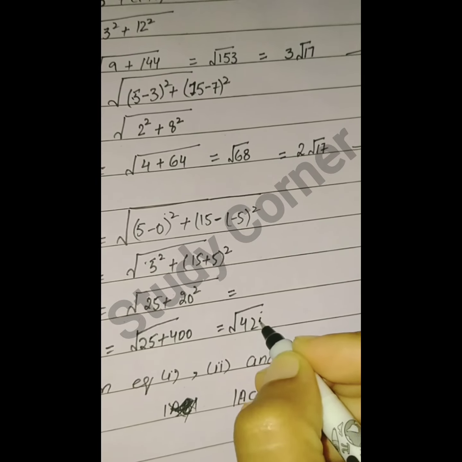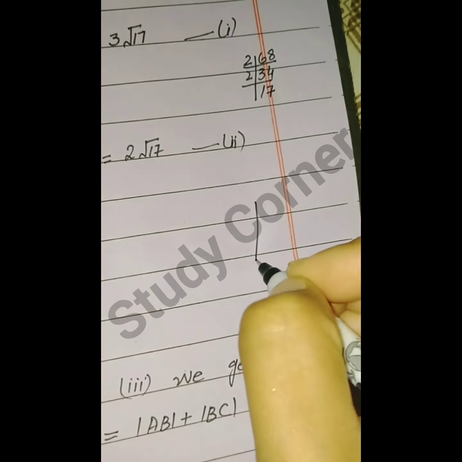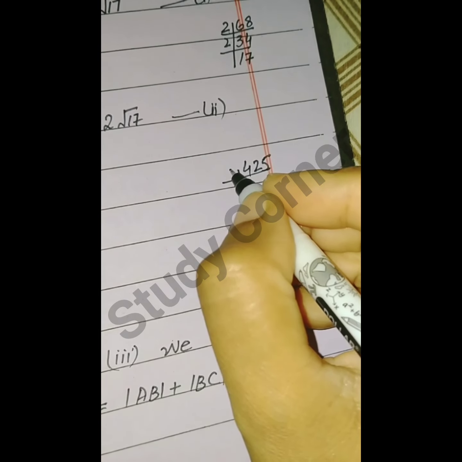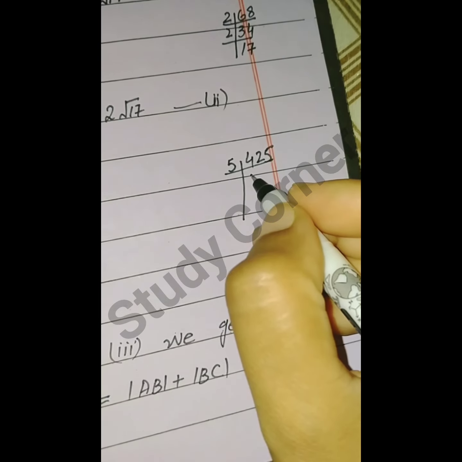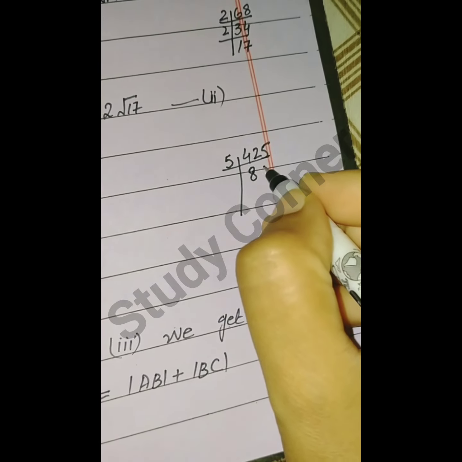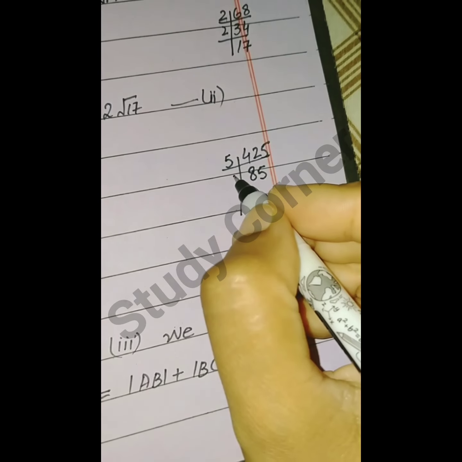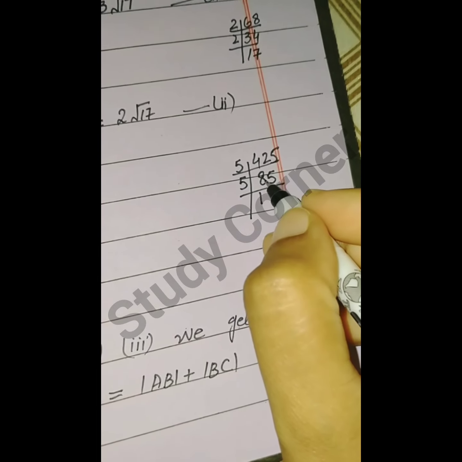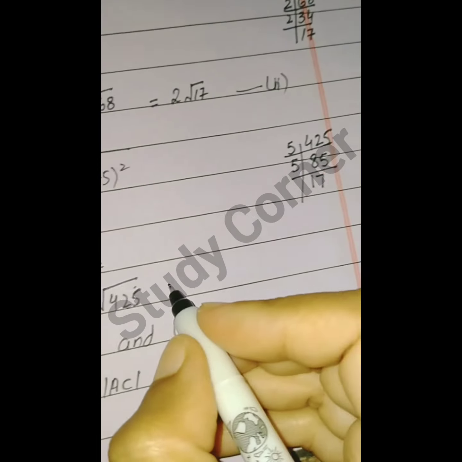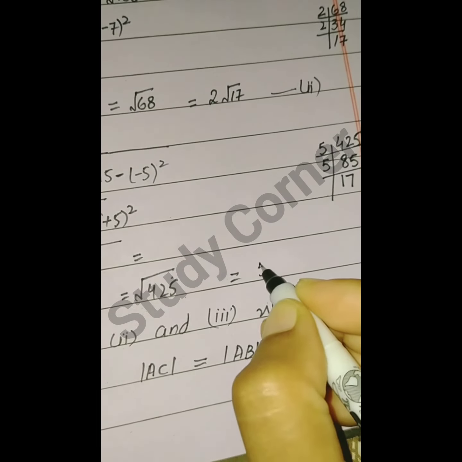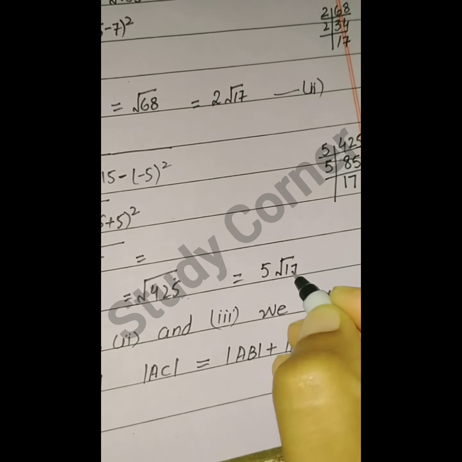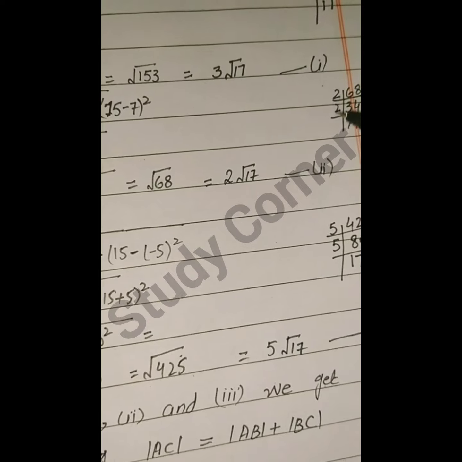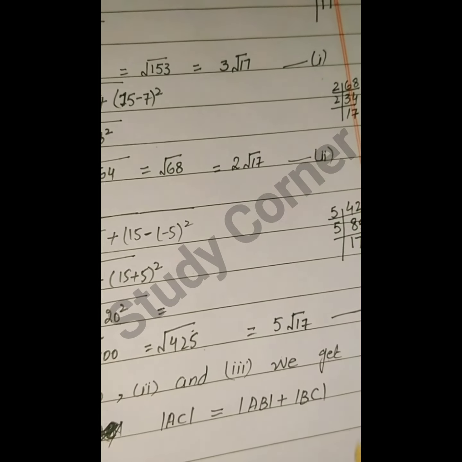This is equal to 425. And when we find the prime factors of 425, this is equal to 5 8s are 40 and 5 5s are 25, then 5 1s are 5 and 5 17s are 85. This is equal to 5 square root of 17. Name this as equation 3.